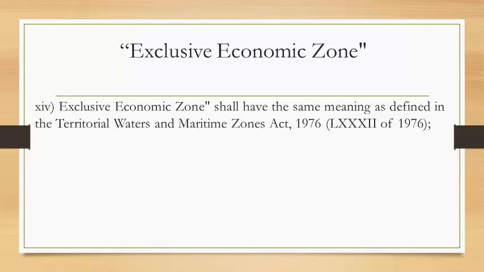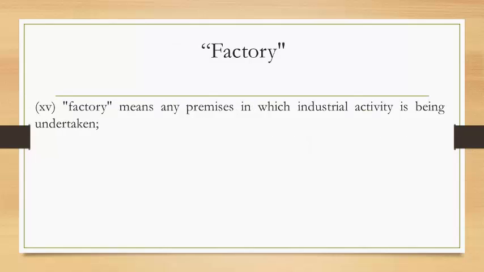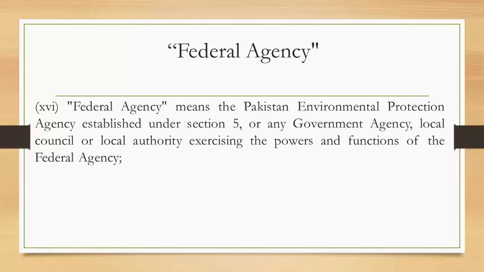Exclusive economic zone shall have the same meaning as defined in the Territorial Waters and Maritime Zones Act, 1976, LXXXII of 1976. Factory means any premises in which industrial activity is being undertaken. Federal agency means the Pakistan Environmental Protection Agency established under Section 5, or any government agency, local council, or local authority exercising the powers and functions of the federal agency.